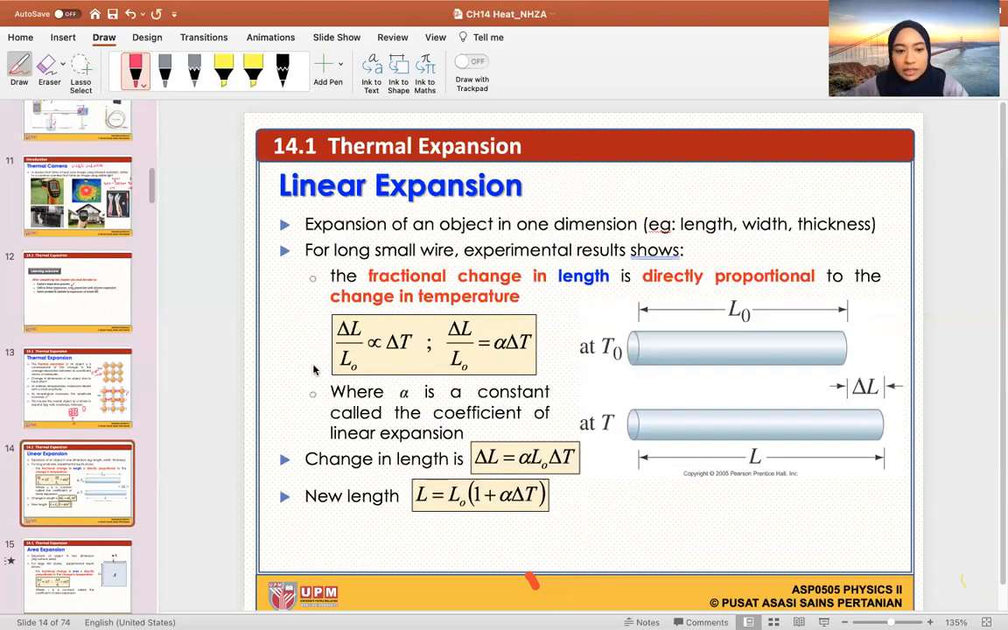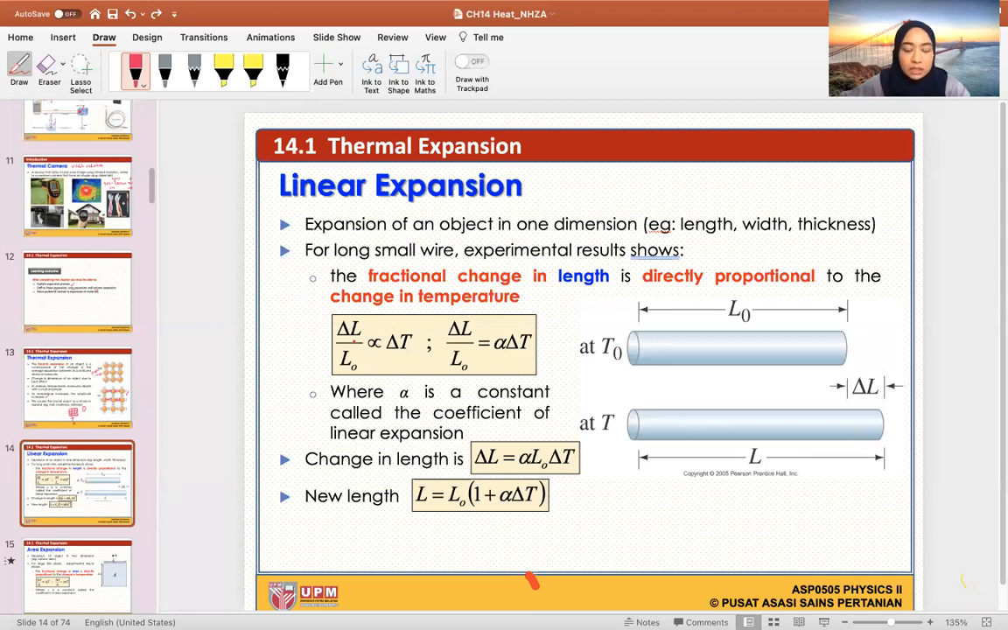Next. Linear expansion, kita ada linear, kita ada area, kita ada volume. Let's go with the linear expansion first. Let's take a look at this rod. Okay, so expansion of an object in one dimension. When we are talking about one dimension, length, width, thickness, benda yang satu dimensi, we are going to talk about linear expansion.